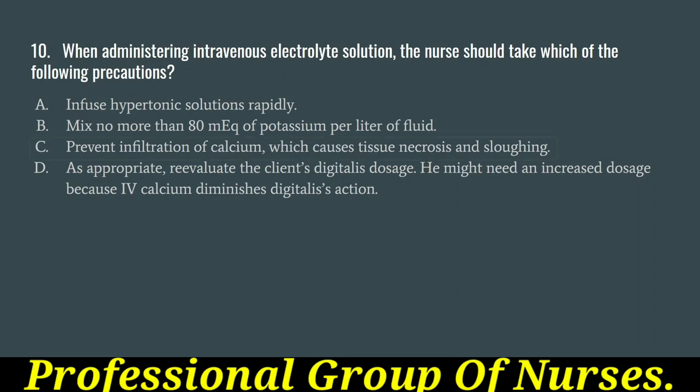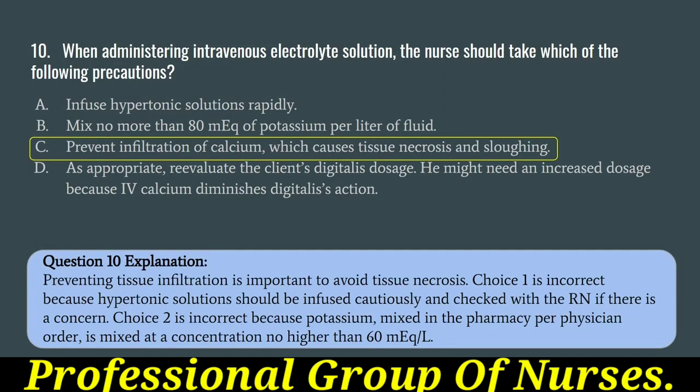Question 10. Answer: C. Prevent infiltration of calcium, which causes tissue necrosis and sloughing. Question 10. Explanation: Preventing tissue infiltration is important to avoid tissue necrosis. Choice 1 is incorrect because hypertonic solutions should be infused cautiously and checked with the RN if there is a concern. Choice 2 is incorrect because potassium, mixed in the pharmacy per physician order, is mixed at a concentration no higher than 60 mg/L.